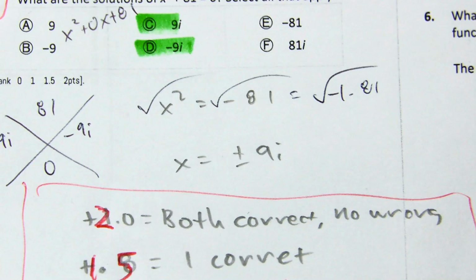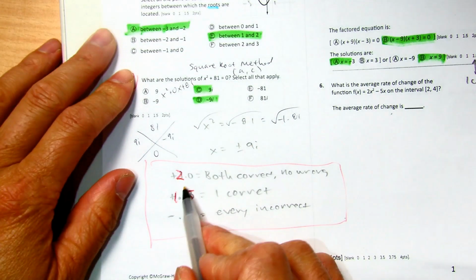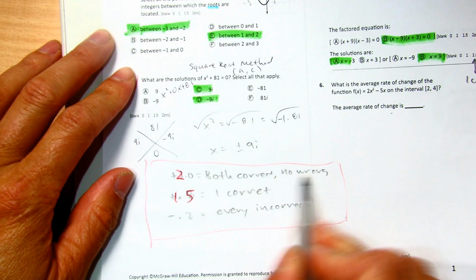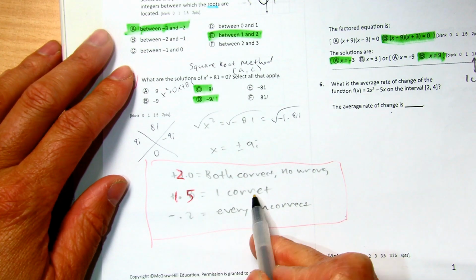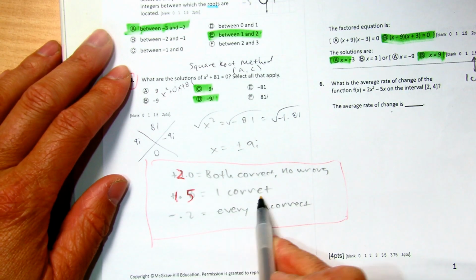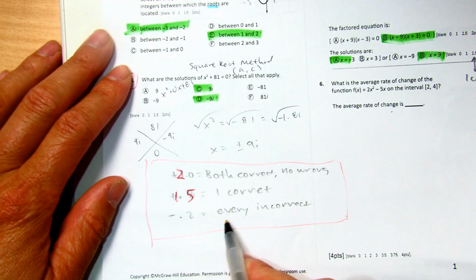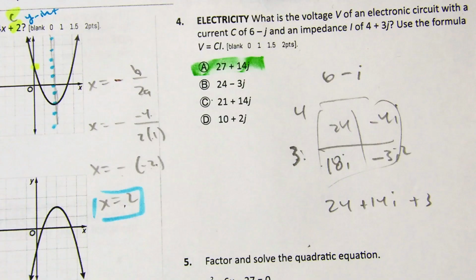How did I score both questions 2 and 3? If you got both of the problems correct and nothing wrong, then you got 2 points. If you got one question correct, you got 1.5 points, and then minus 0.2 for every incorrect answer that you circled for questions 2 and 3.